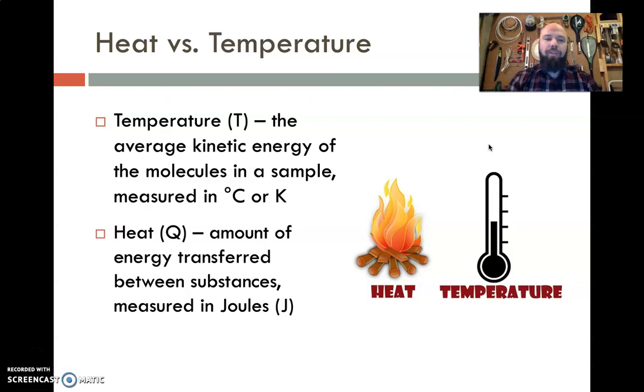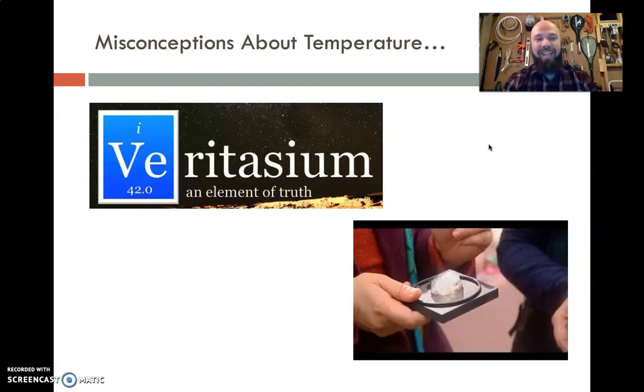Temperature is the average kinetic energy, so it's all of that motion that we just talked about, and it's often measured in degrees Celsius or Kelvin, whereas heat is the amount of energy transferred between substances, and this is measured in joules. Temperature is given the symbol capital T, where heat is a capital Q, which makes sense. This would be the next time to pause this video and watch Veritasium's video on the misconceptions about temperature.